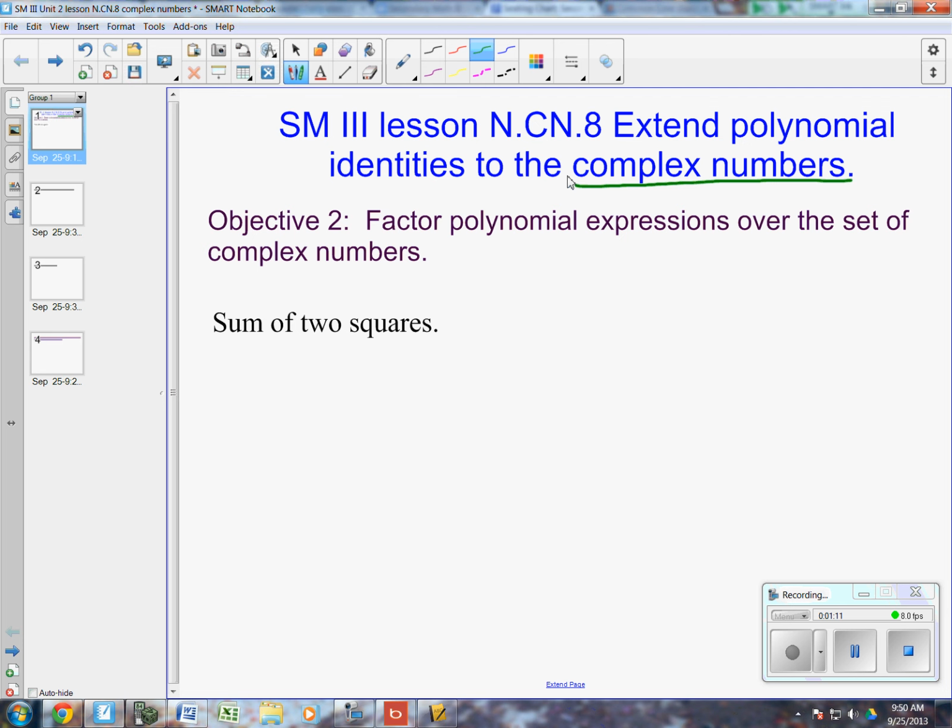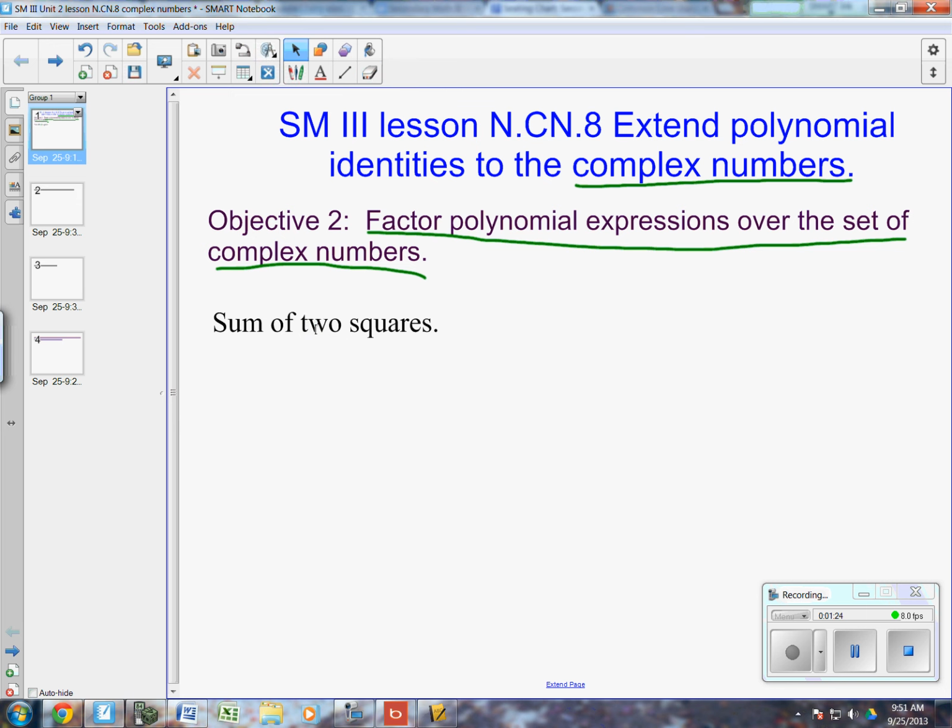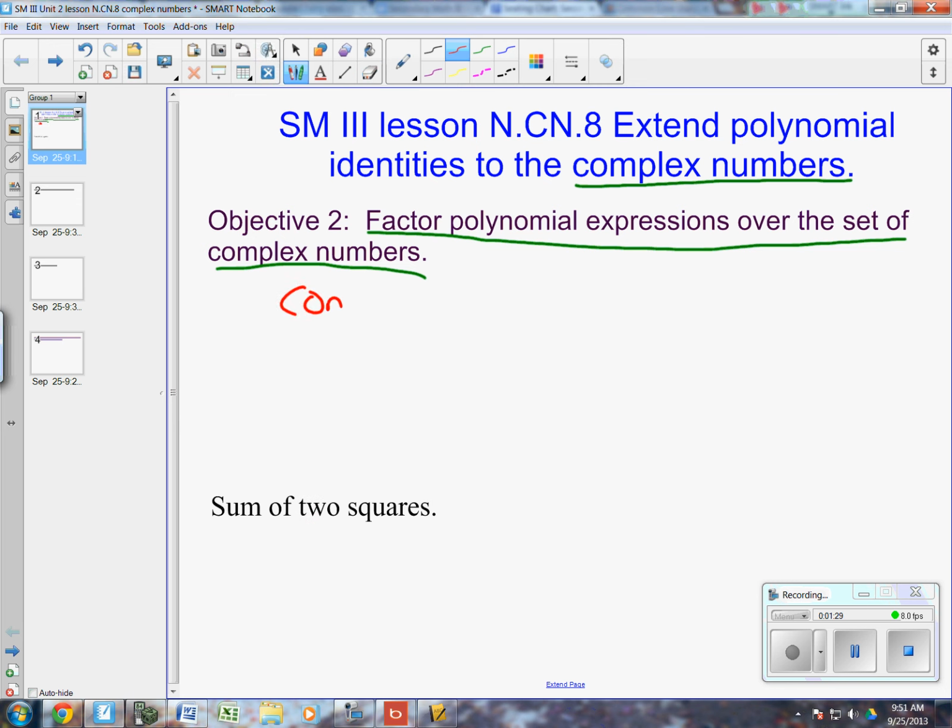All right. Okay, so factor polynomial expressions over the set of complex numbers. I'm going to give you a second to write that down. Before I get to this part right here, I want to talk about complex numbers, just to remind you guys. You all remember this up here? That little chart right there.